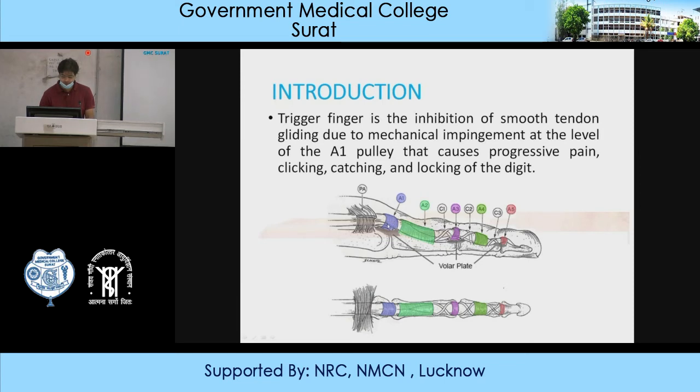So here there could be swelling of the pulley, or there could be a malunited fracture, which restricts the smooth gliding of the tendon. So the pathology will be seen at the A1 pulley.